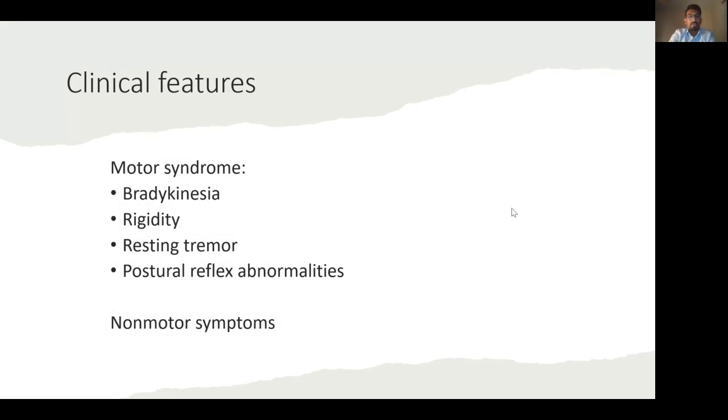Now, the clinical features. We divide the clinical features into motor and non-motor symptoms. With time, non-motor symptoms are getting more and more attention and importance. There are reasons, and we will try to discuss it later on. Now focus on the motor symptoms first. Again, I am repeating these 4 things: bradykinesia, rigidity, resting tremor, and postural reflex abnormality, that is postural instability. These are the 4 things.